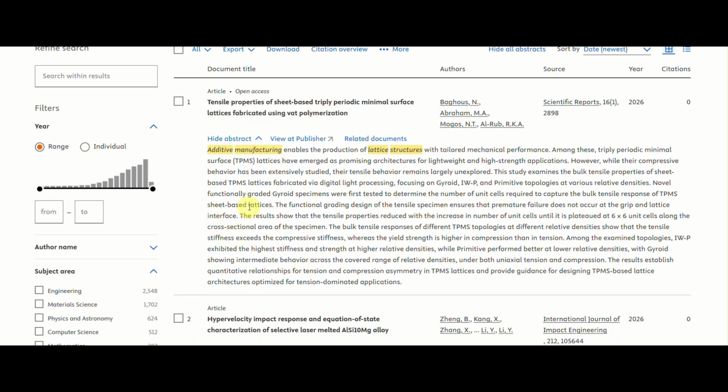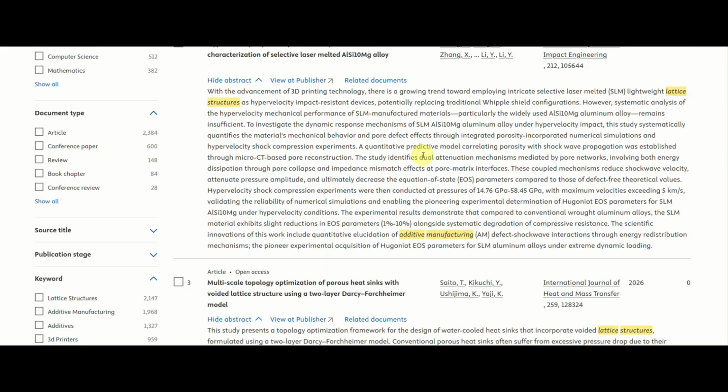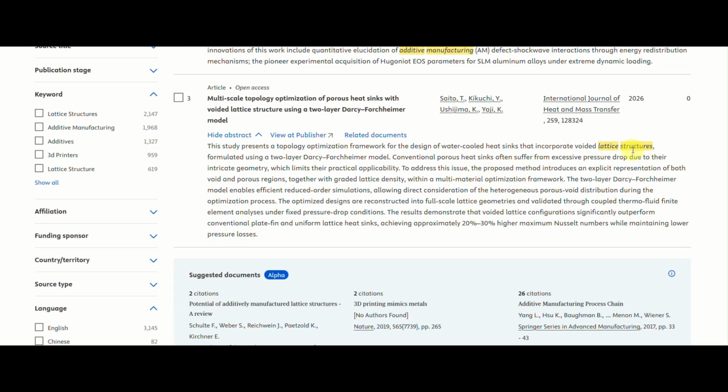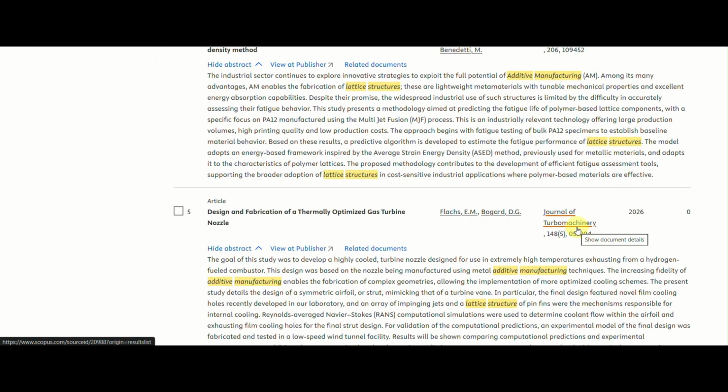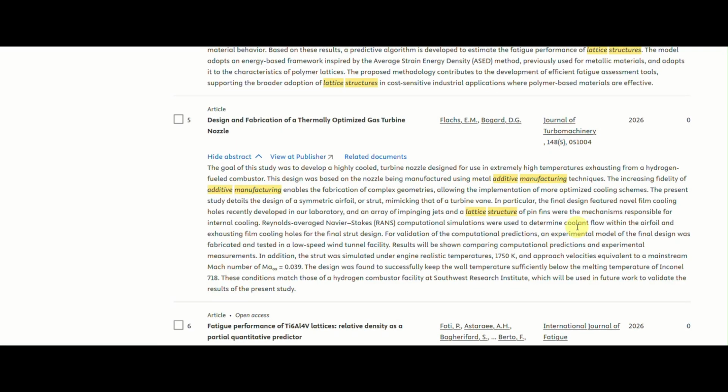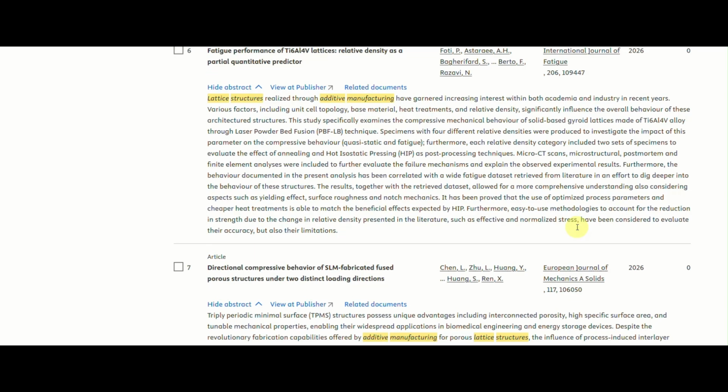What do we observe? There are only two keywords: additive manufacturing and lattice structure. In this article also, lattice structure and additive manufacturing, only these two. In this one we have lattice structure, and in this article additive manufacturing and lattice structure appear, meaning they are single keywords. This time we consider them as single keywords. Again the question comes: are we searching for the research articles in the right way?